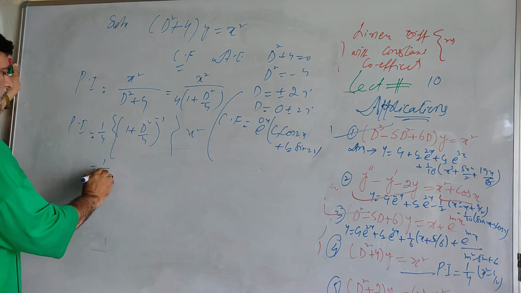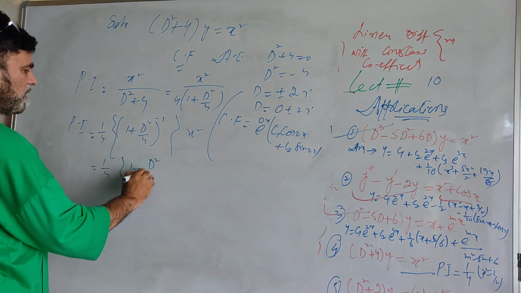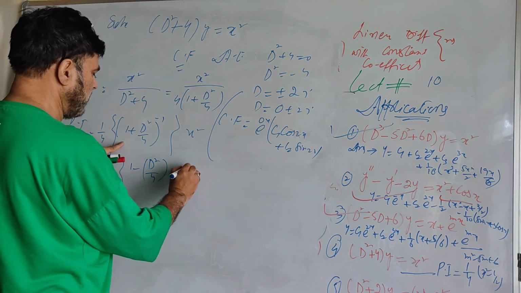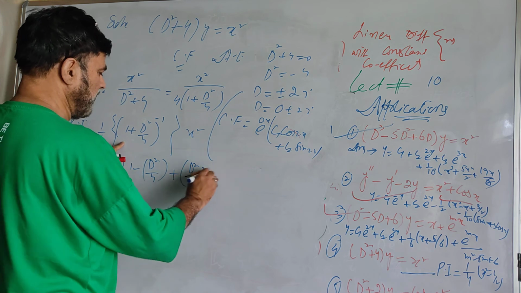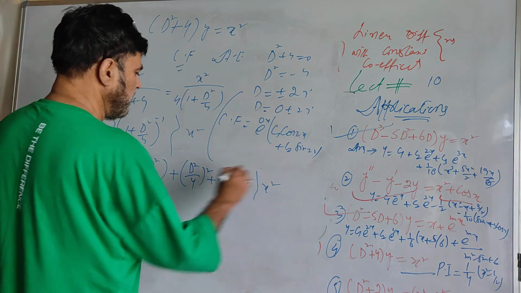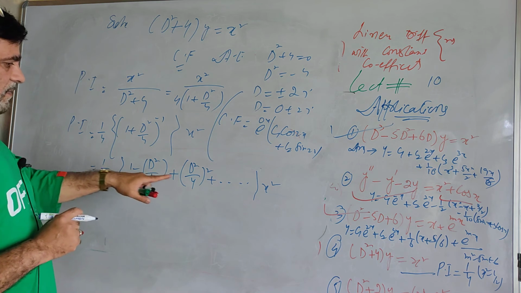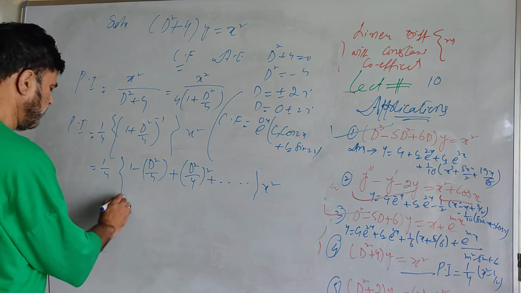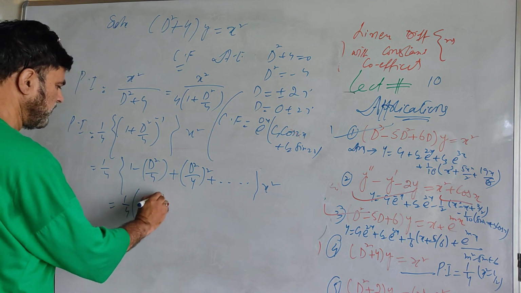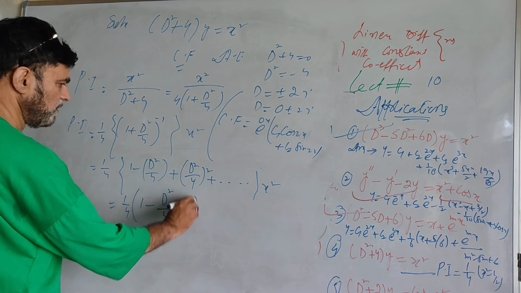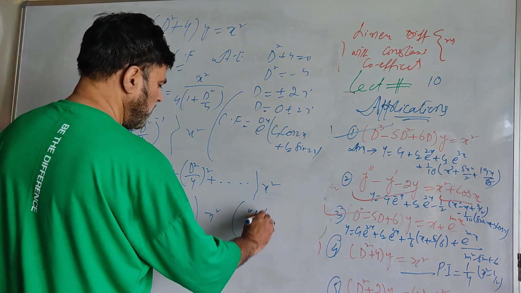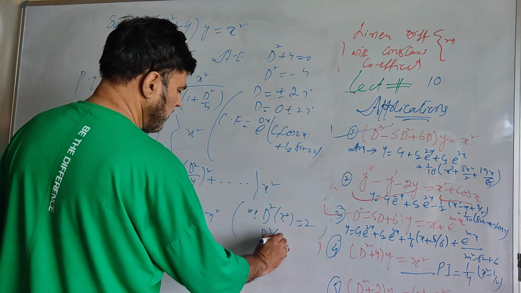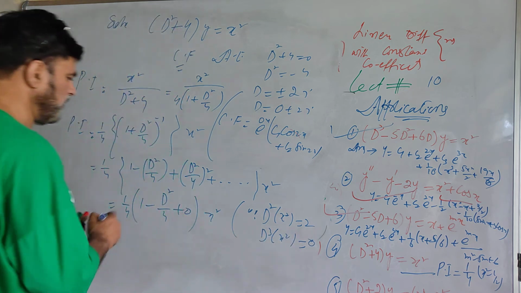I have to open it. 1 by 4. It is 1 minus D square by 4, that is 1 minus D, this is your D, then plus D square by 4 whole square plus so on. I don't need here higher powers, D cube and so on. So this is 1 by 4, it is 1 minus D square by 4 only plus 0 into x square, because D2 of x square means 2 and D cube of x square means 0. I don't need D cube and D4.